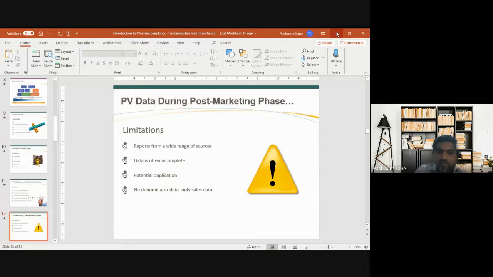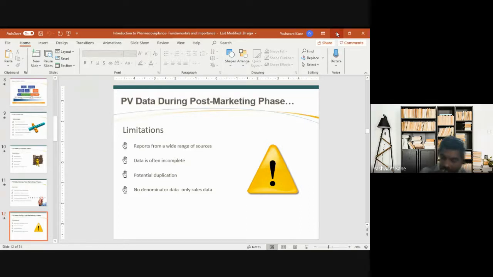What are the limitations? Reports are received from a wide range of sources. They can be articles, healthcare professionals, or patients, and data is often incomplete. Whenever we report, we are in a hurry. We say we took this drug, and this has happened to me. Even if we report it to a doctor, we are in the same mode: I took this drug, and this is what happened. We don't take history seriously, or we don't describe the history, and that makes the data very incomplete.